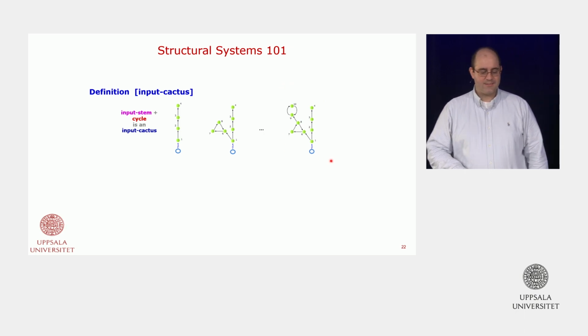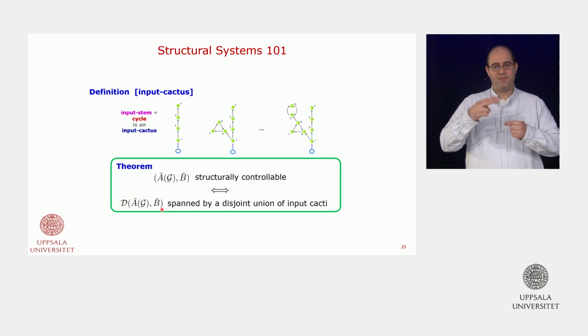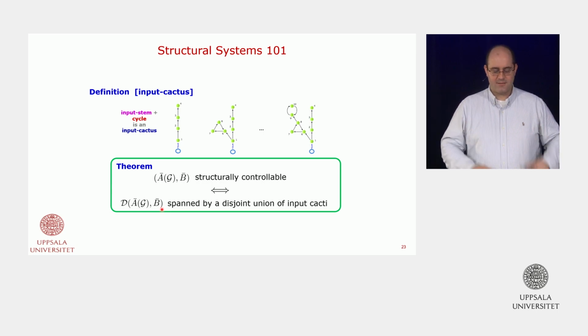So why is this definition important? Because structural controllability holds if, once I consider the directed graph, you can somehow clip this graph into these input cacti. The terminology we often use is that the graph is spanned by a disjoint union of input cacti. In other words, we clip the graph and all that is left are input cacti that fulfill this sort of recursive definition that we just introduced.